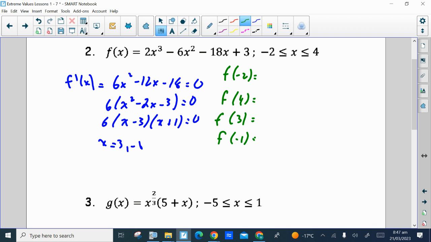So f at negative 2 works out to be negative 1. F at positive 4 works out to be negative 37. F at 3 is negative 51. And f at negative 1 is positive 13. So in this case, our absolute minimum occurs at f at 3, that's negative 51, and our absolute maximum occurs at negative 1, and that value is positive 13.